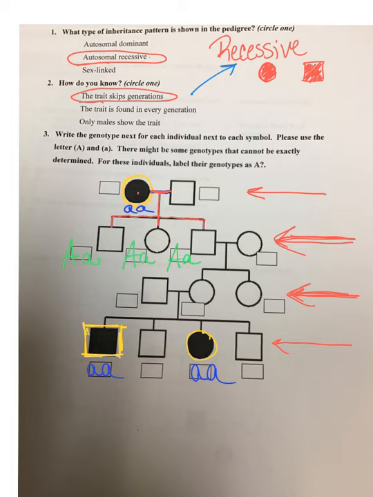Now, when we look at this father way up at the top, this male, well, we know that he's not shaded, so he has to have a capital A, but we don't know. His other letter could have been another capital A or lowercase. So in that case, you just put A and a dash. A. We don't know what the second one is.